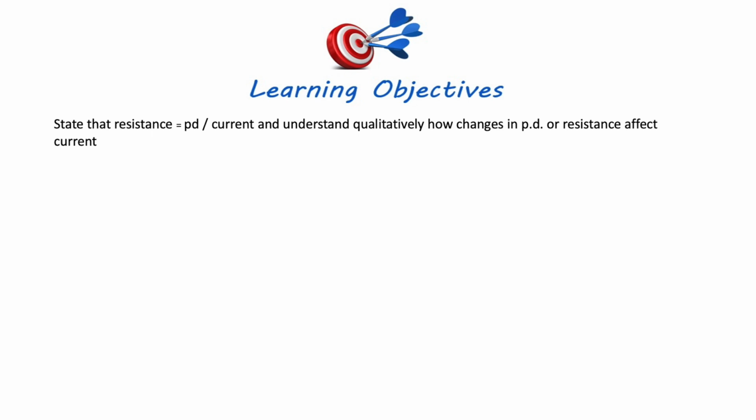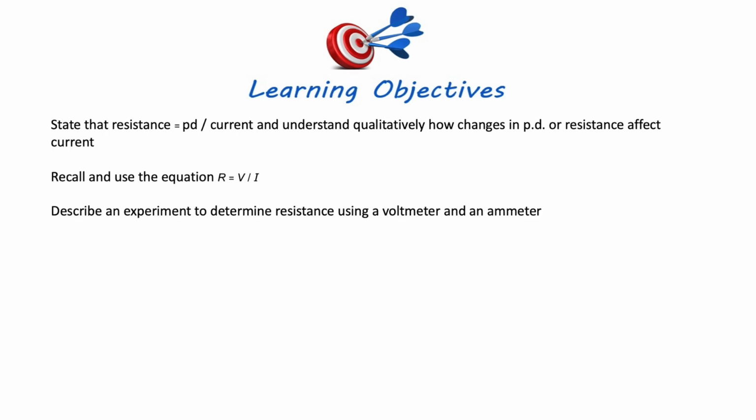State that resistance equals potential difference divided by current and understand qualitatively how changes in potential difference or resistance affect current. Recall and use the equation R equals V divided by I. Describe an experiment to determine resistance using a voltmeter and an ammeter.